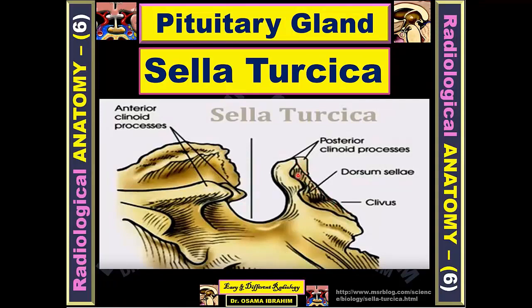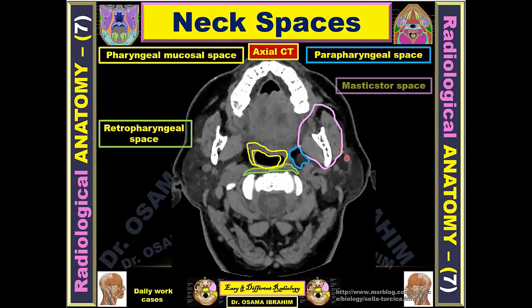The posterior clinoid process and the wall of the bony component of the sella turcica is composed of the dorsum sellae. The dorsum sellae with the clivus, this part of the bones forming the base of the occipital bone. Muscle is called the masticator space. And this one which involves the vessels in the neck, common carotid artery and internal jugular veins with surrounding lymph nodes, is called the carotid space.